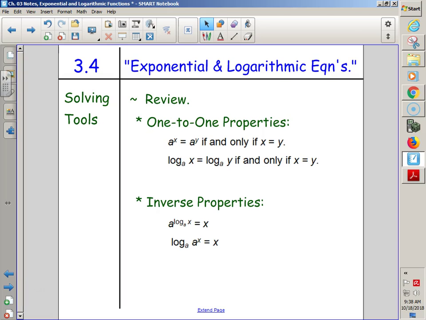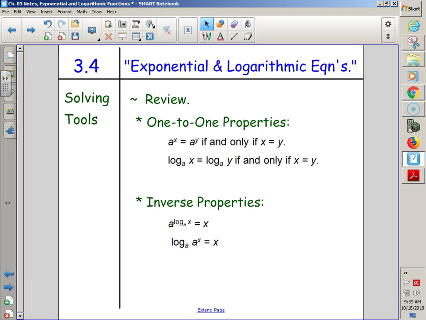Once again, putting it all together, taking all the skills that we've been building and saying, okay, what's the point? What are we supposed to be doing with these things? So, quick review. One-to-one property: if we can make the bases match in exponential functions, yay! Logarithmic one-to-one property: if we can make the log bases match, yay! We can set them equal to each other.